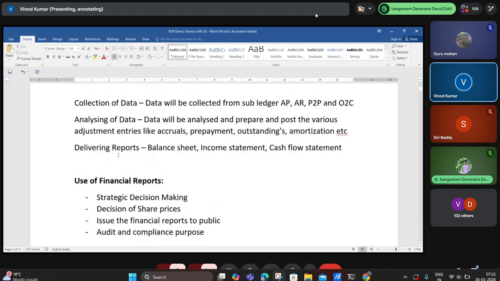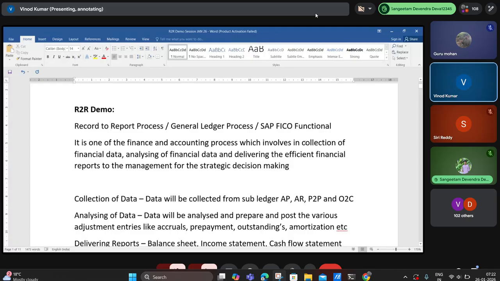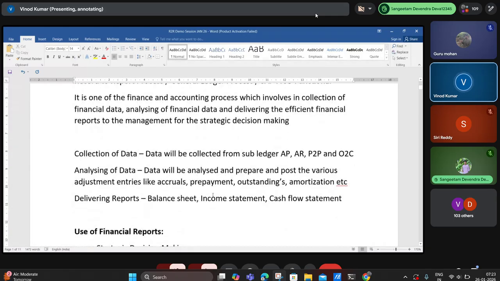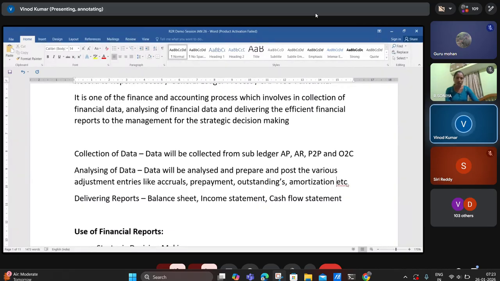So let's understand the definition of R2R now. R2R involves collection of financial data. From where will the financial data be collected? From the purchases, sales, receipts, payments, and taxation that happened. They will analyze that data. First, they will collect the data from the sub ledgers. After that, they will analyze what financial adjustments are to be done. After analyzing the adjustments, they will prepare the various adjustment entries like accruals, prepayments, outstanding expenses, amortizations, FX revaluations, etc. And finally, the R2R team will deliver the report to the management.